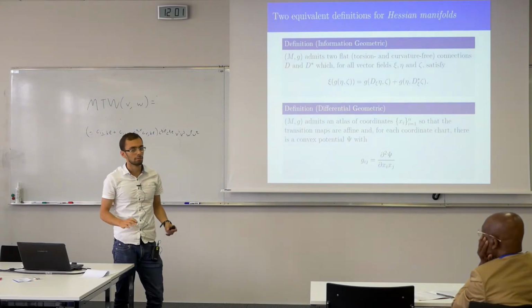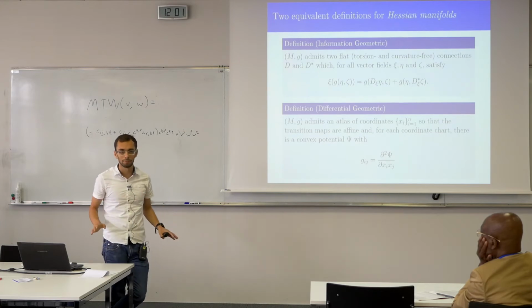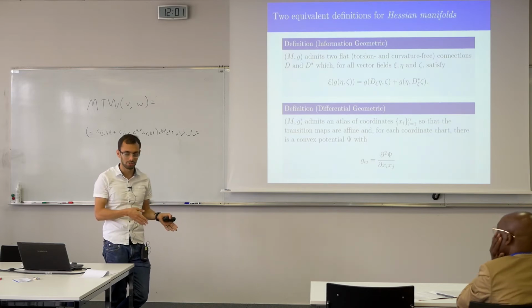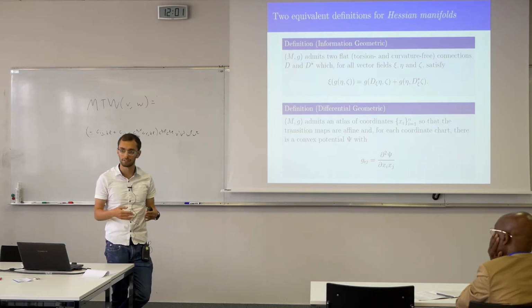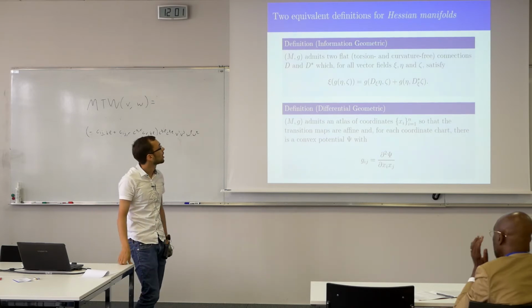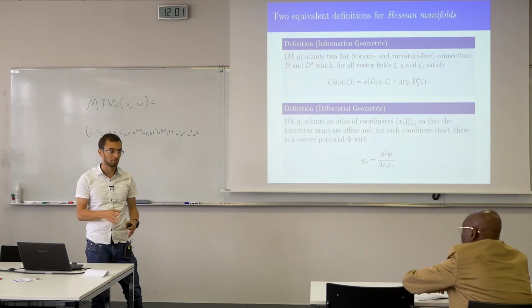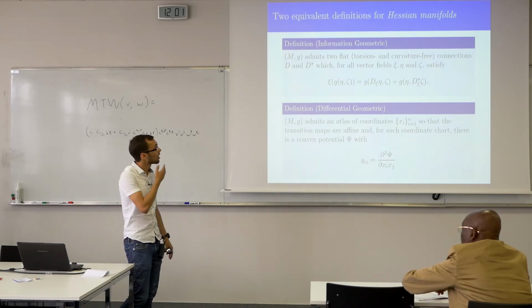Okay, so that's our brief recap of optimal transport. I'm going to take a detour in Hessian geometry, and then we'll come back and tie these two things together. Okay, so I'll recall that there are two definitions which are equivalent for a Hessian manifold.